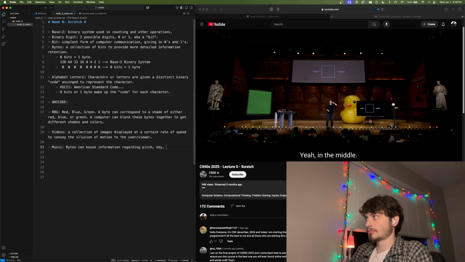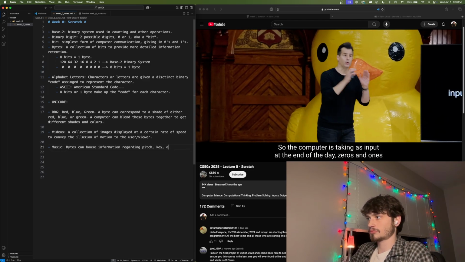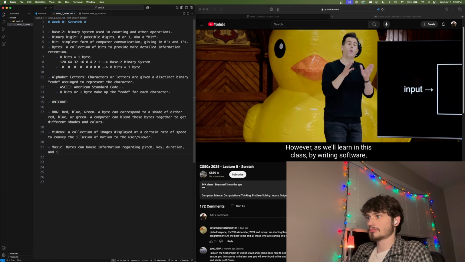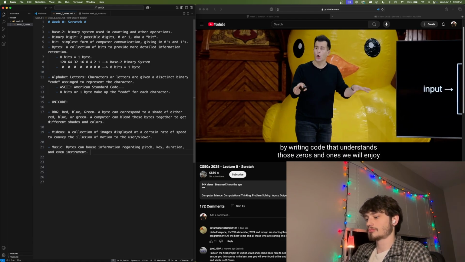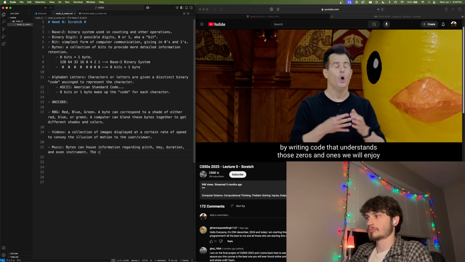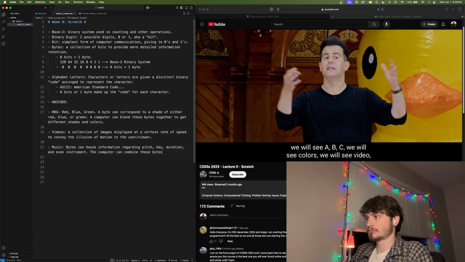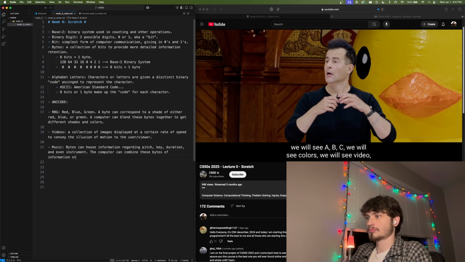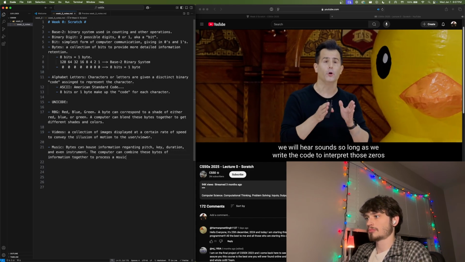Yeah, in the middle. Correct. So the computer is taking as input, at the end of the day, zeros and ones, and is outputting zeros and ones. However, as we'll learn in this class, by writing software, by writing code that understands those zeros and ones, we will enjoy not just literally seeing zeros and ones. We will see A, B, C. We will see colors. We will see video. We will hear sounds, so long as we write the code to interpret those zeros and ones.